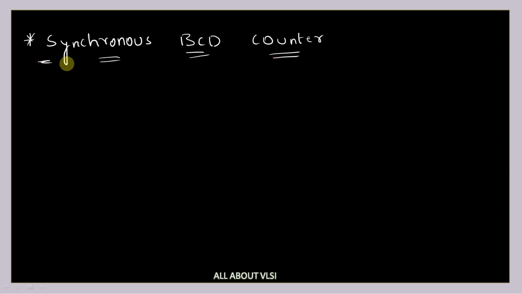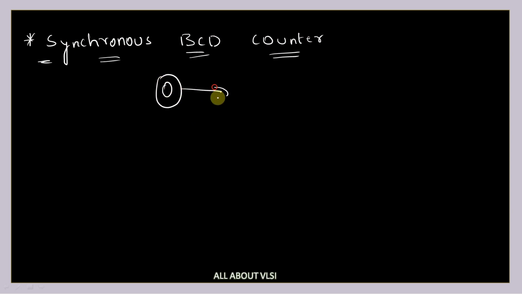Now let's try to design our BCD up counter. Let us try to design a synchronous BCD up counter. We have seen how to design an asynchronous BCD counter. Let us see how to design a synchronous BCD up counter. For this, first of all, let us draw the state diagram. So the state diagram will look like this.